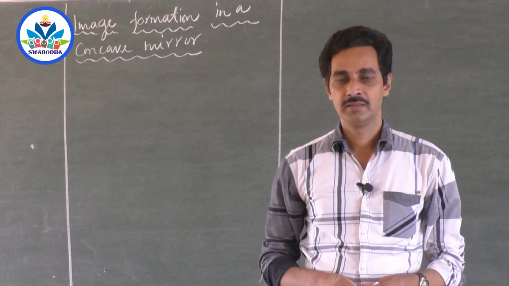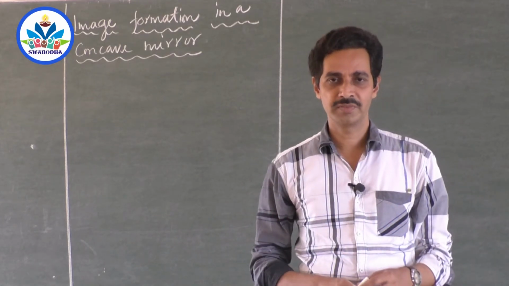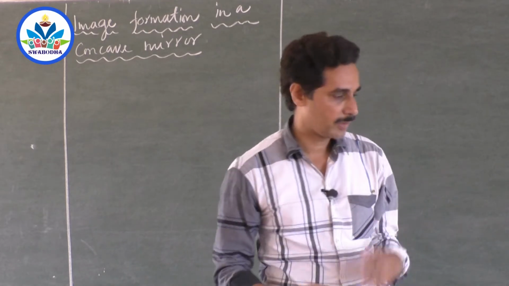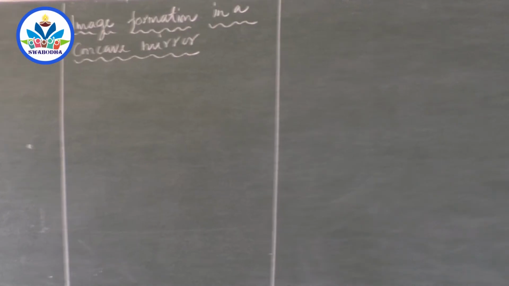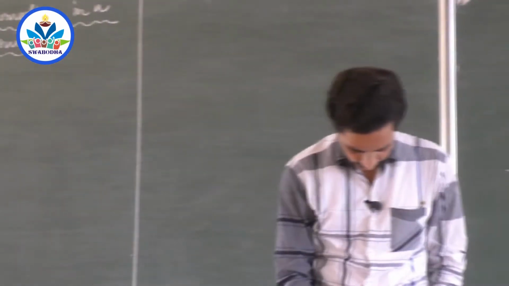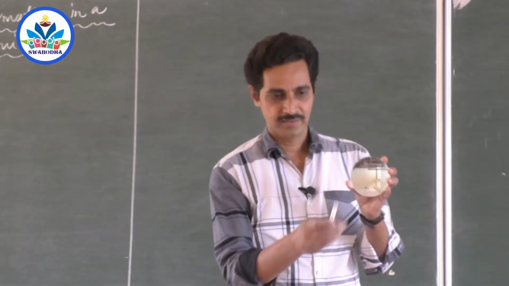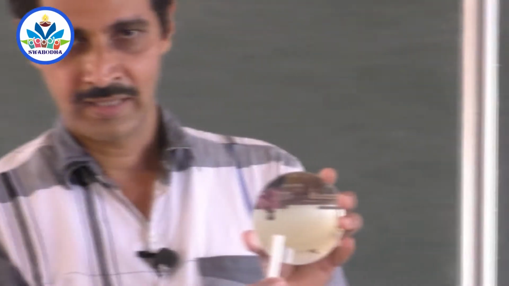Today we will have a discussion on how a concave mirror forms an image and also how a convex mirror forms an image when the object is kept at different distances. Now if you take a concave mirror, and this is a larger concave mirror I have taken today, if you place an object very close to it, can you see the enlarged image of this object at a certain distance?